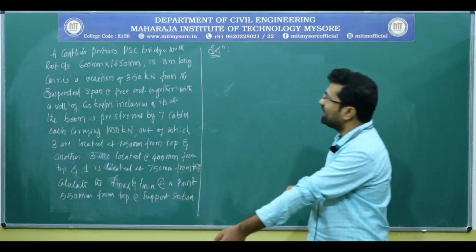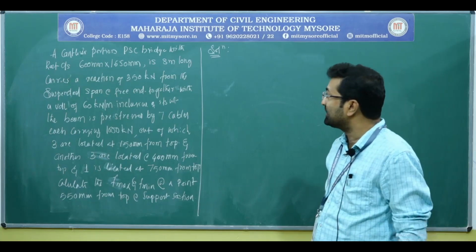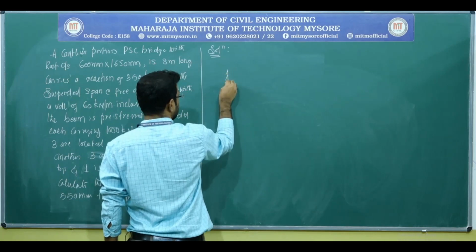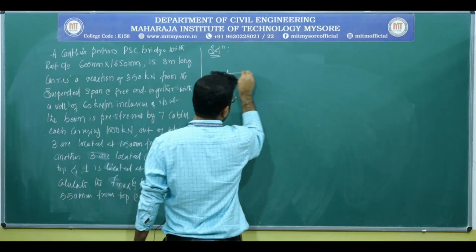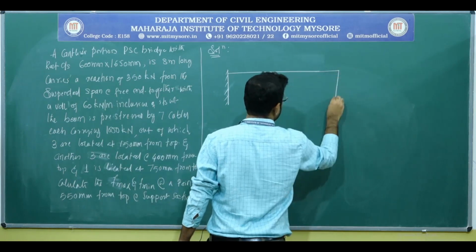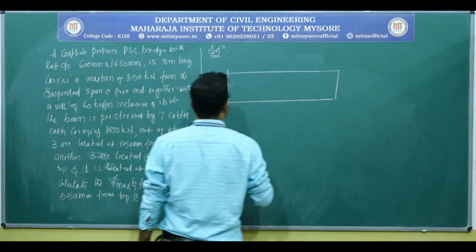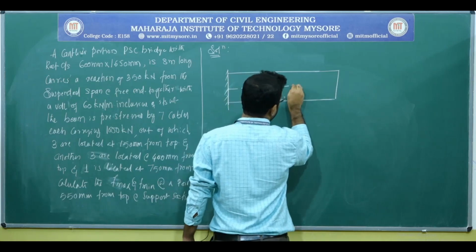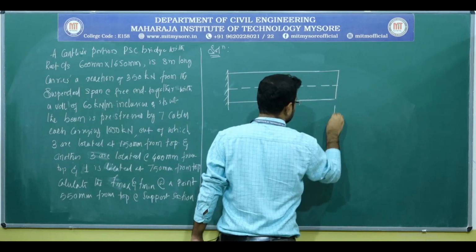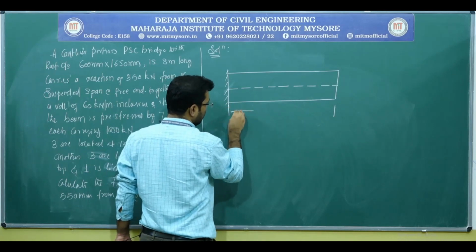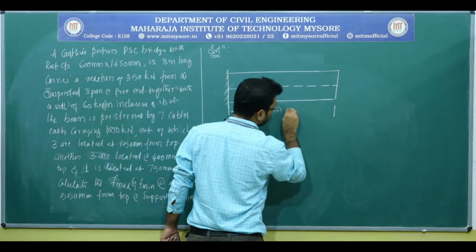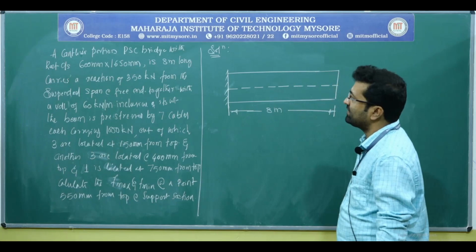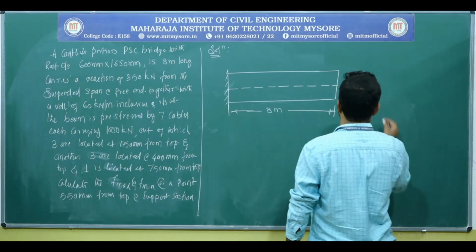So here you can see we have a cantilever beam of span 8 meter. Okay. So one end is fixed and another end is free. So let us say this is a cantilever PSC beam. Okay. So this is the neutral axis. The span is 8 meters. Okay. Right. So the cross section of the beam is 600 millimeter into 1650 millimeter.